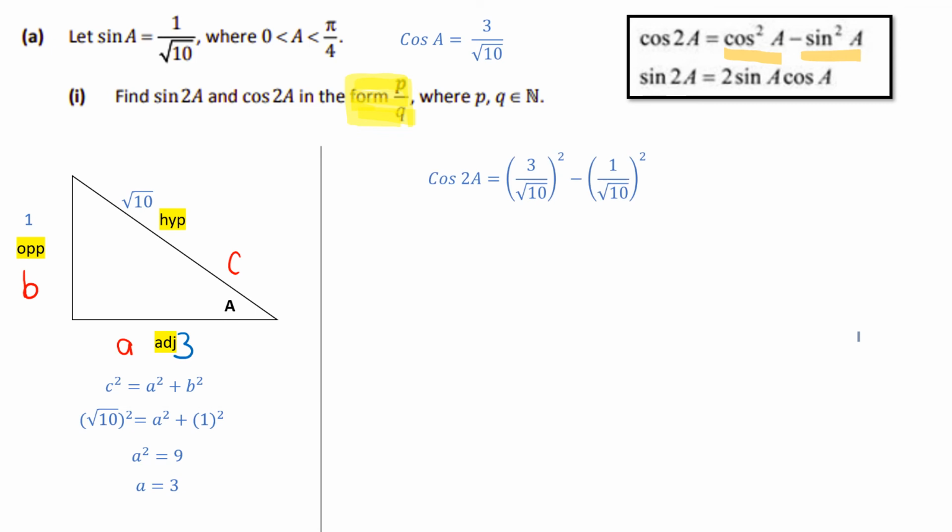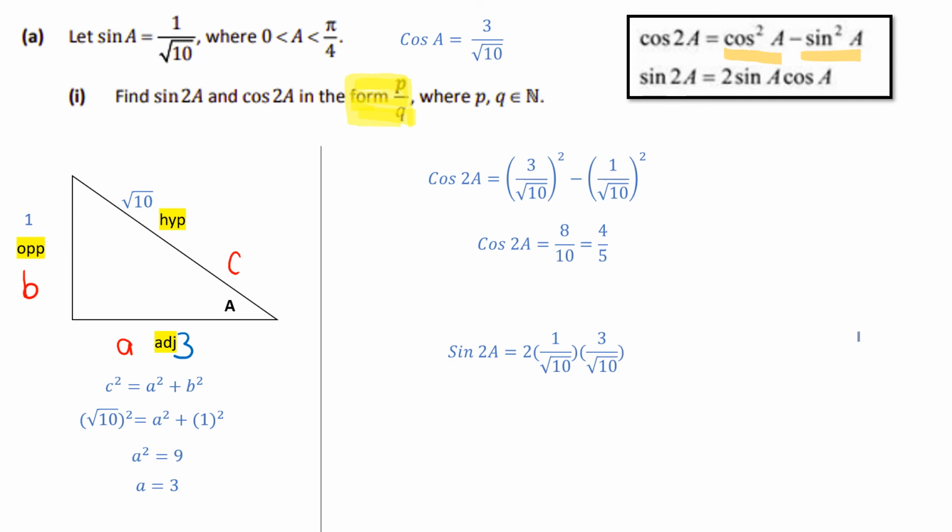So I'm going to work cos 2a first because it was the first one in my log tables. So I put in cos A, which is 3 over root 10, and I square it. Take away sine A squared, which was 1 over root 10 squared. That goes straight into my calculator, or you can do it in your head. It's 9, so square the top, square the bottom when you're squaring a fraction. So it's 9 over 10 minus 1 over 10, which is 8 over 10, and simplifies to 4 over 5 if you go straight to your calculator.